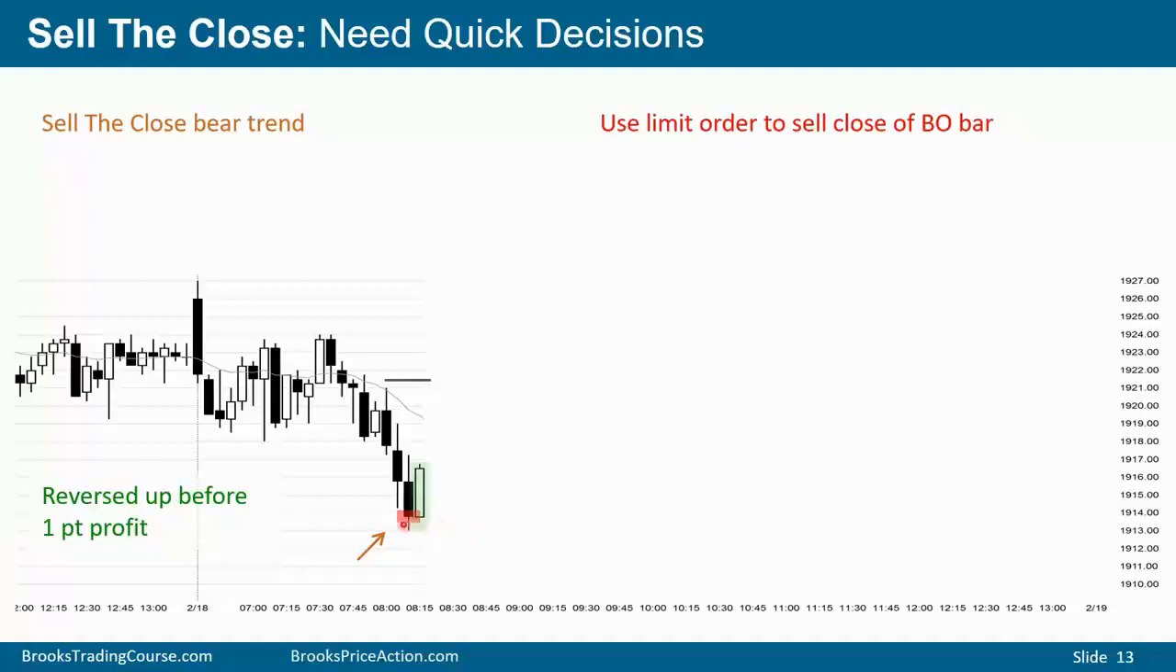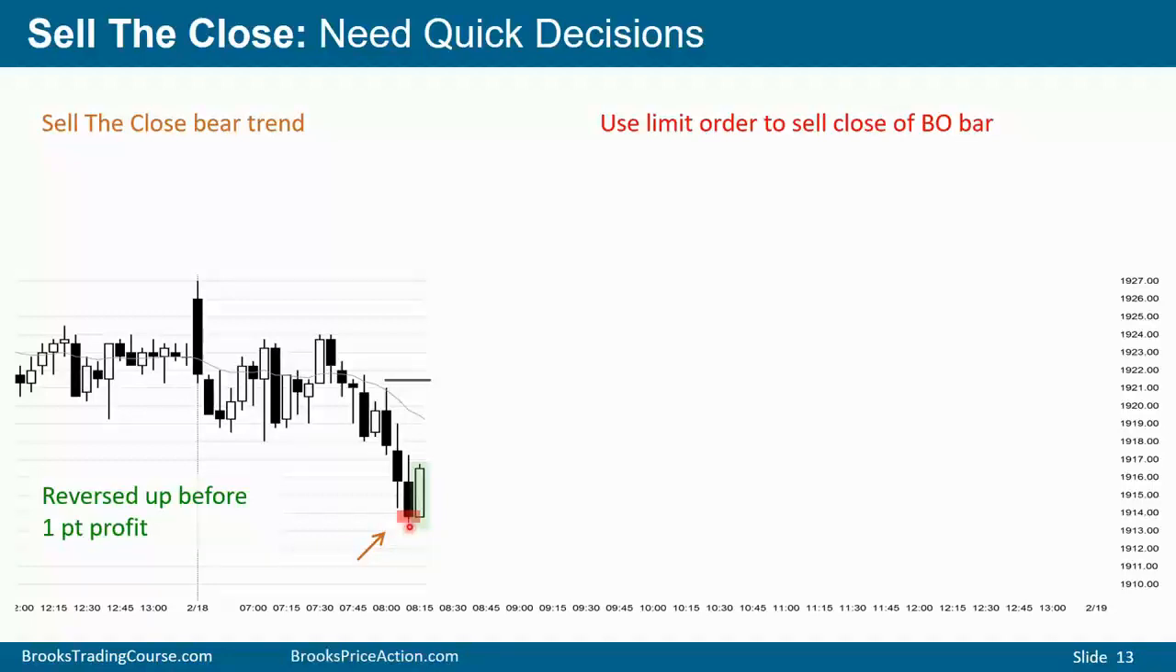If you sold that close and then you saw this, what are you thinking? It reversed up before you made your 1 point profit. This is a disappointment bar. If you have a sell the close bear trend and then a pretty good bull bar, the bears will be disappointed. Is it a major reversal? No, it's probably a minor reversal. The channel down is very tight. It's reasonable to sell that close. If you do something reasonable and you manage your trade correctly, you're usually able to at least avoid a loss and usually make a profit.